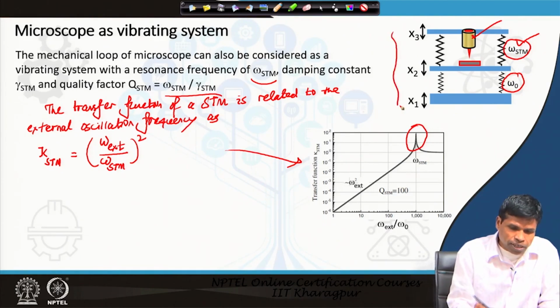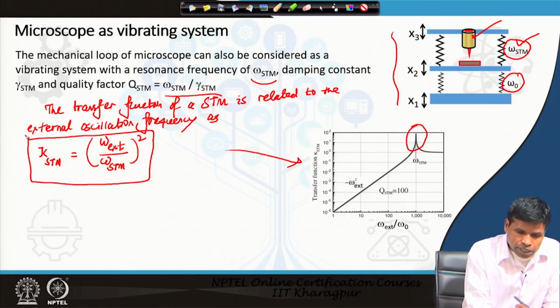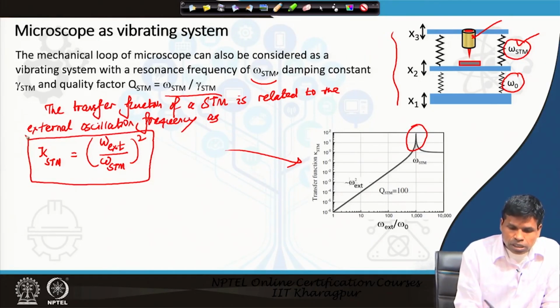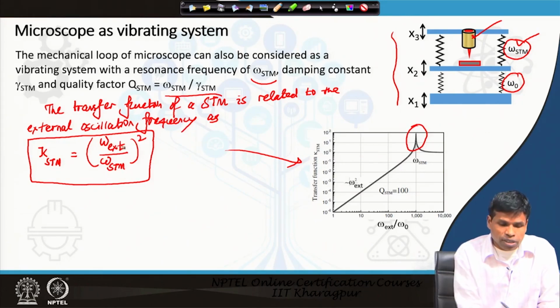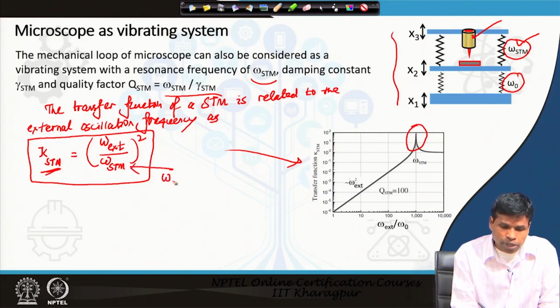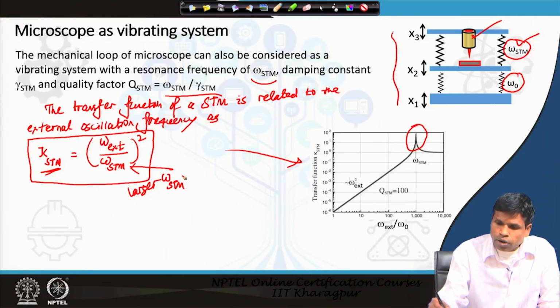Now we have seen here that the transfer function of the STM can be small when omega STM is greater and omega EXT is smaller. In order to have a smaller kappa STM, or transfer function, we must have a larger omega STM oscillation frequency. So, now these two have to be combined.